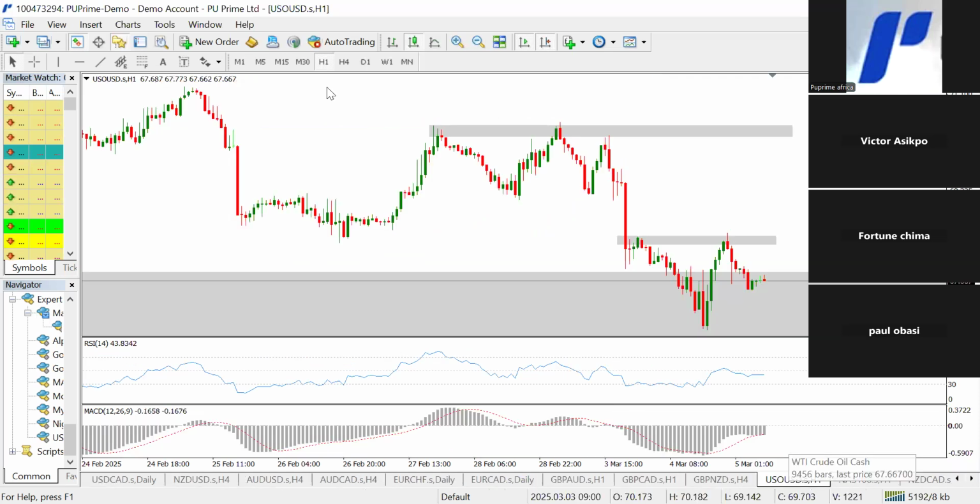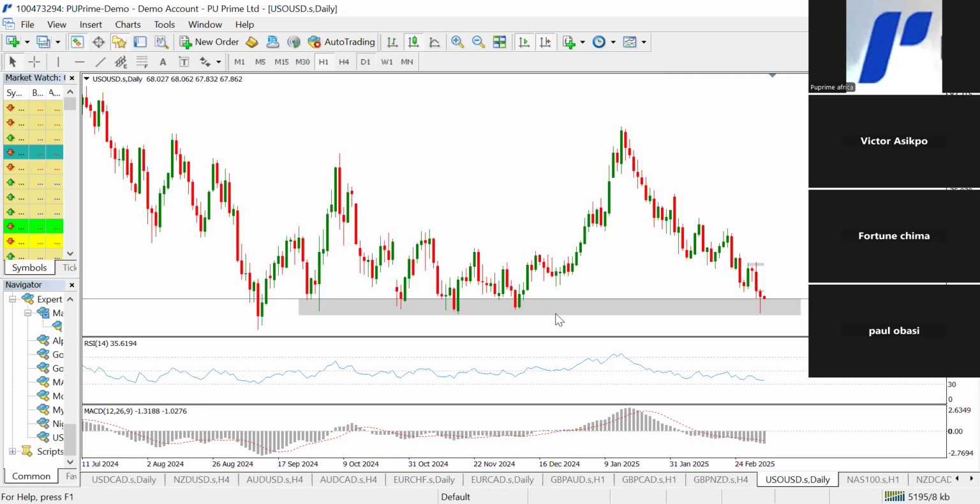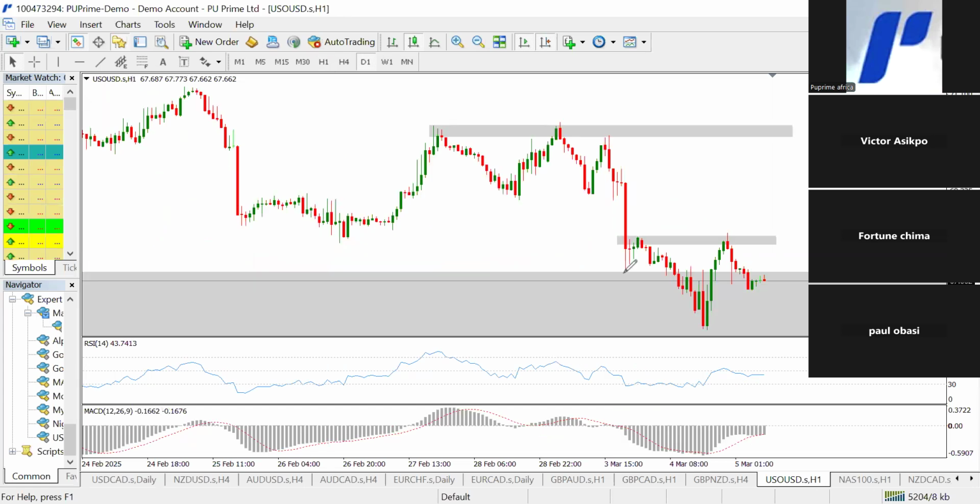For the US oil, a lot happened in the market yesterday. Price closed yesterday as a rejection candle on the support zone also. So technically, we're looking for a reversal in price for the US oil. On the 1-hour, we can see an inverse head and shoulders. We're expecting a reversal and price to target that resistance up there. So we're bullish on the US oil.